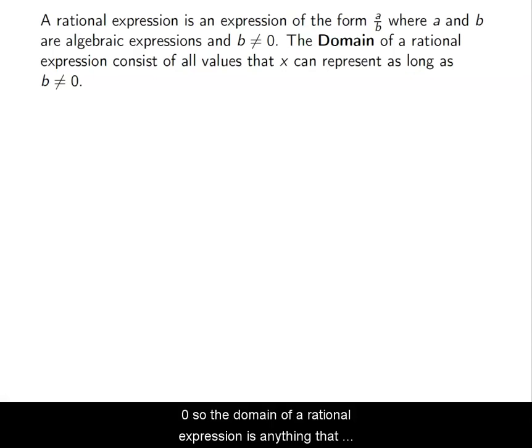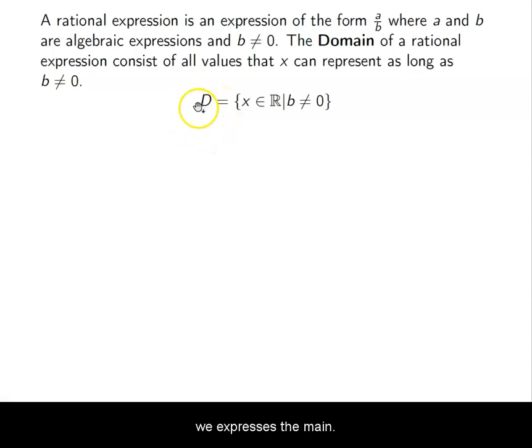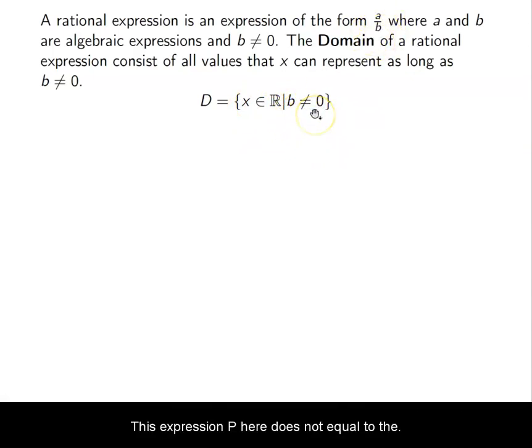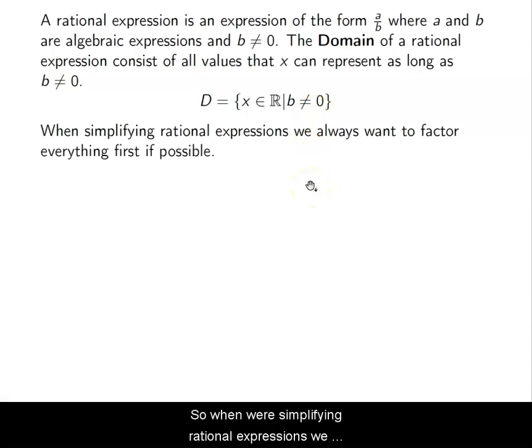So the domain of a rational expression is anything that you can plug in to either the expression a or the expression b, as long as it does not make the expression b equal to 0. So anything you can plug in except for the things that equal 0 in the denominator, okay? So we express this domain in set-builder notation as all real numbers, such that this expression b here does not equal 0, okay?